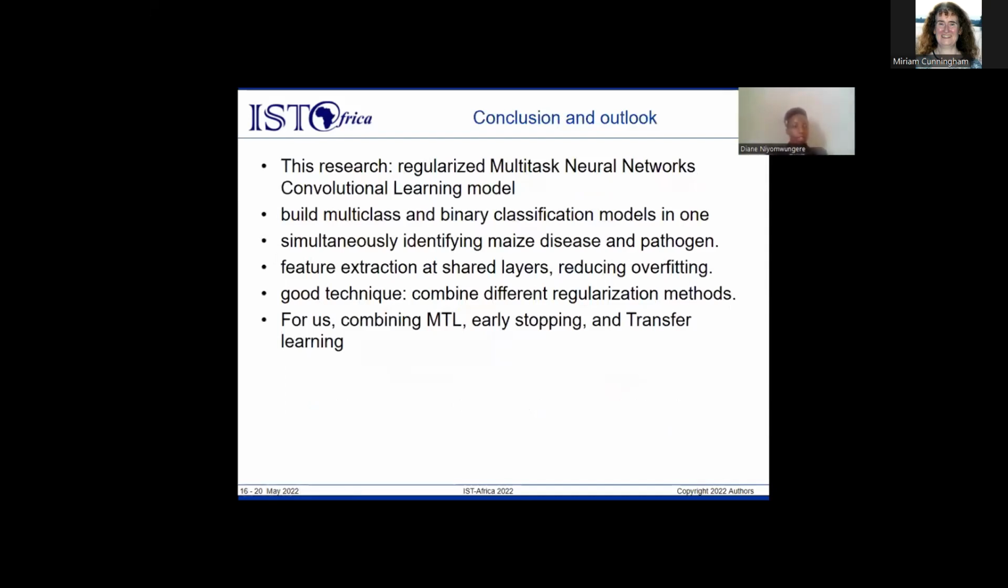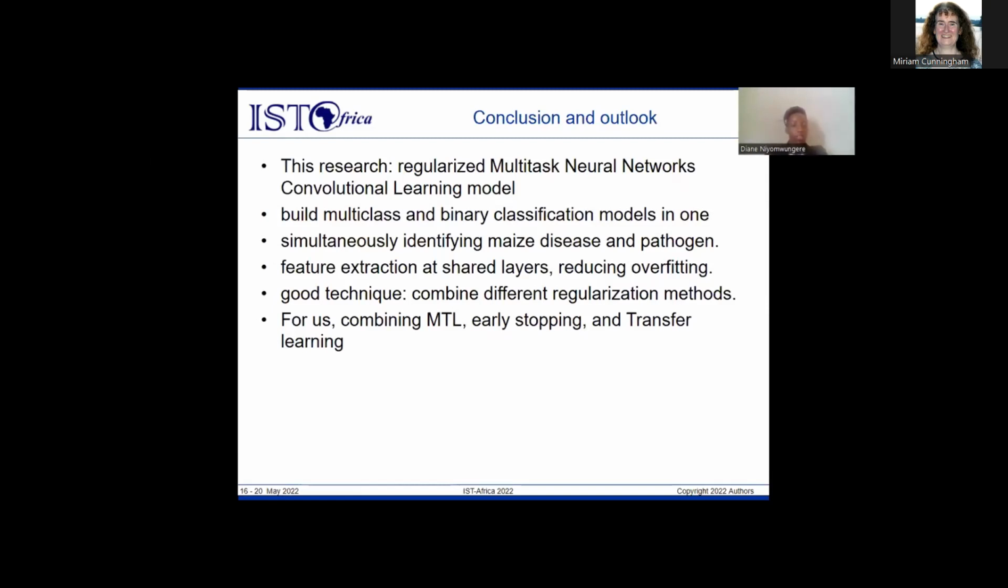Conclusion. This research proposed a regularized multitask convolutional neural network learning model. Using multitask learning technique allowed us to build multi-class and binary classification models in one model, identifying maize disease and its pathogen at the same time.